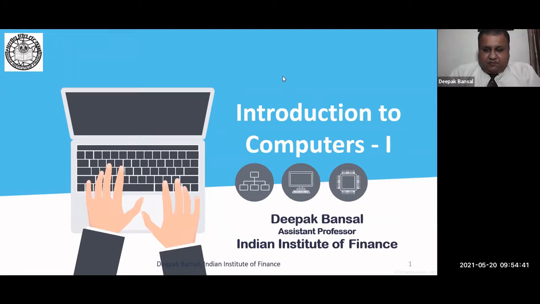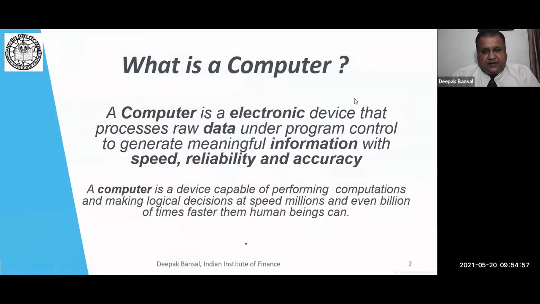Now, we will be dividing this entire series into different sections. We will be starting with the introduction to computers. What exactly is a computer? A computer is an electronic device that processes raw data under program control to generate meaningful information with speed, reliability, and accuracy. This is a generic definition of a computer, and it automatically gives you various characteristics of a computer.